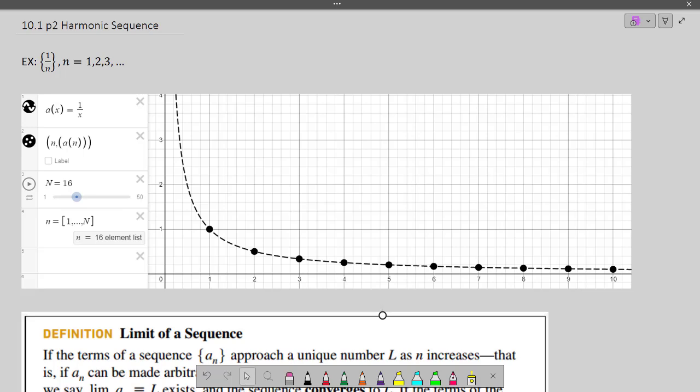The superset, or the continuous version of this function, is 1 over x. So 1 over x is graphed with the dashes, and then 1 over n is a subset. I graphed it as n comma a of n, where a of x is defined to be the continuous function. So the sequence is a subset of the continuous curve. You can think of the continuous curve as a superset of the sequence. So the sequence is embedded within the continuous function.